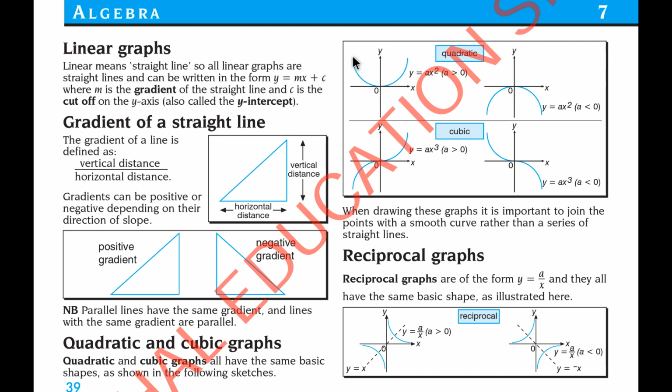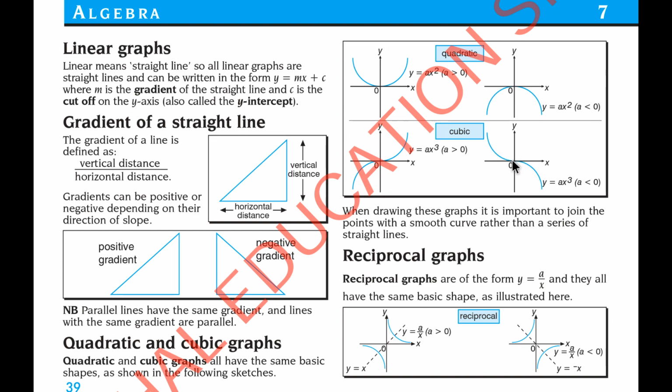This kind of graph we consider a minimum. Here a is greater than 0, which means a positive value. In this type of graph, we say it's a maximum, where a is lower than 0, which means negative. Cubic graphs can be written y equals ax cubed plus bx squared plus cx plus d, where a, b, c, d are constants. If a is greater than 0, you get a shape like this. If a is lower than 0, you get a shape like this.